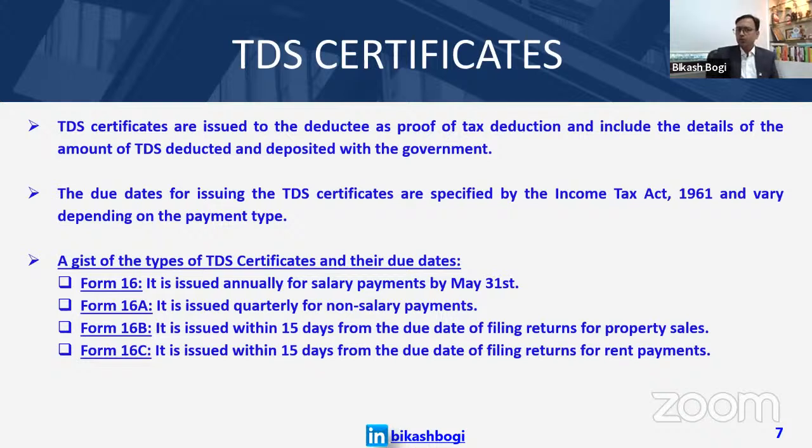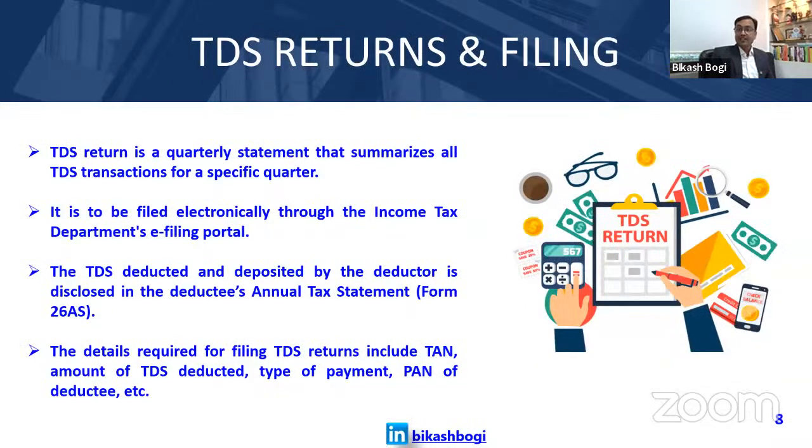The TDS certificate, I have already explained, needs to be issued within 15 days. In case of TDS on salary, the employer will issue Form 16, and it is an annual process. The due date for issue of Form 16 by employers is 31st May. For other TDS, it's 15 days from the due date of filing of the respective returns. TDS return filing is quarterly. Whenever you are supposed to file a TDS return, you need to capture all the transactions in the respective TDS form, and you need to capture the respective PAN numbers of the parties, gross amount, TDS amount, and tax payment challans.